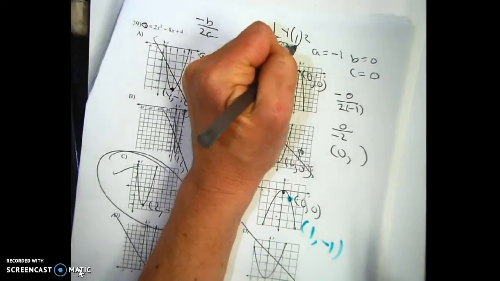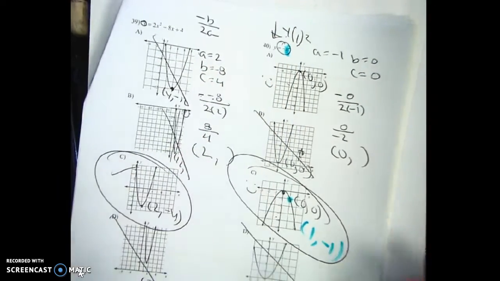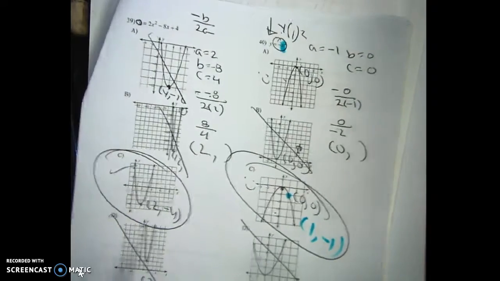1 squared is 1. Times negative 1 is negative 1. So this is the answer. Okay. Let's go to the next one.